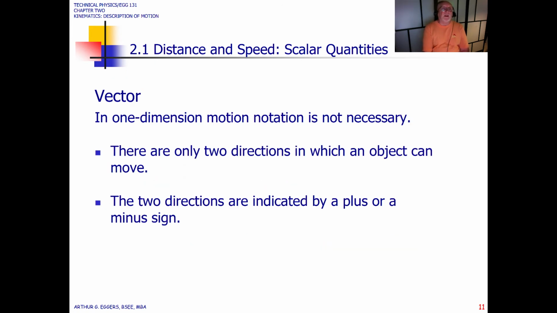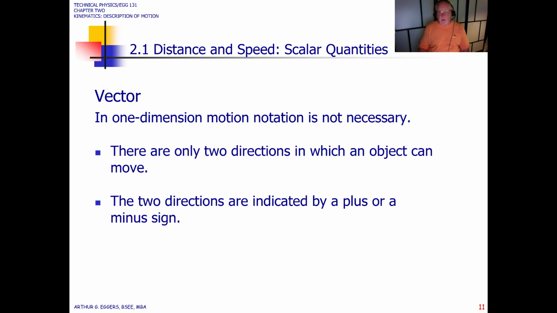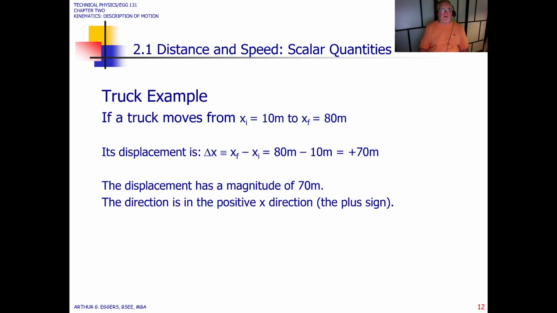In one dimension, motion notation is not necessary. There are only two directions in which an object can move. The two directions are indicated by a plus and a minus sign. Okay, remember we're talking about motion in one direction. So typically we're only talking about at this point along the x-axis. If it's one way, it's minus. If it's the other way, it's positive. Okay, so we don't have to put directional information on the unknowns.